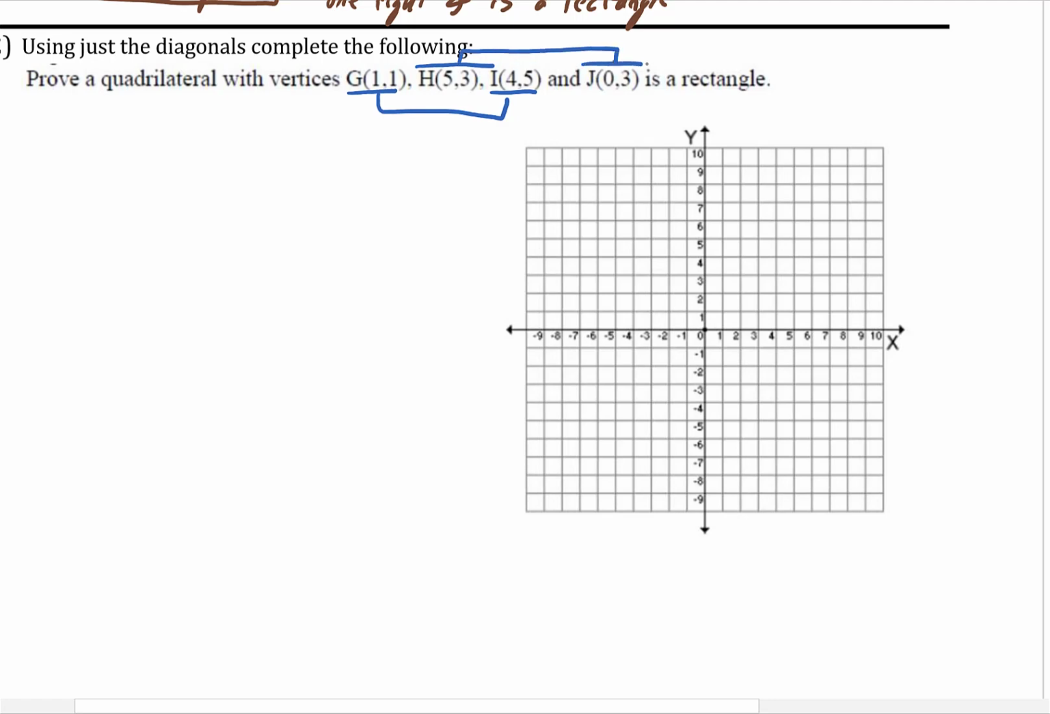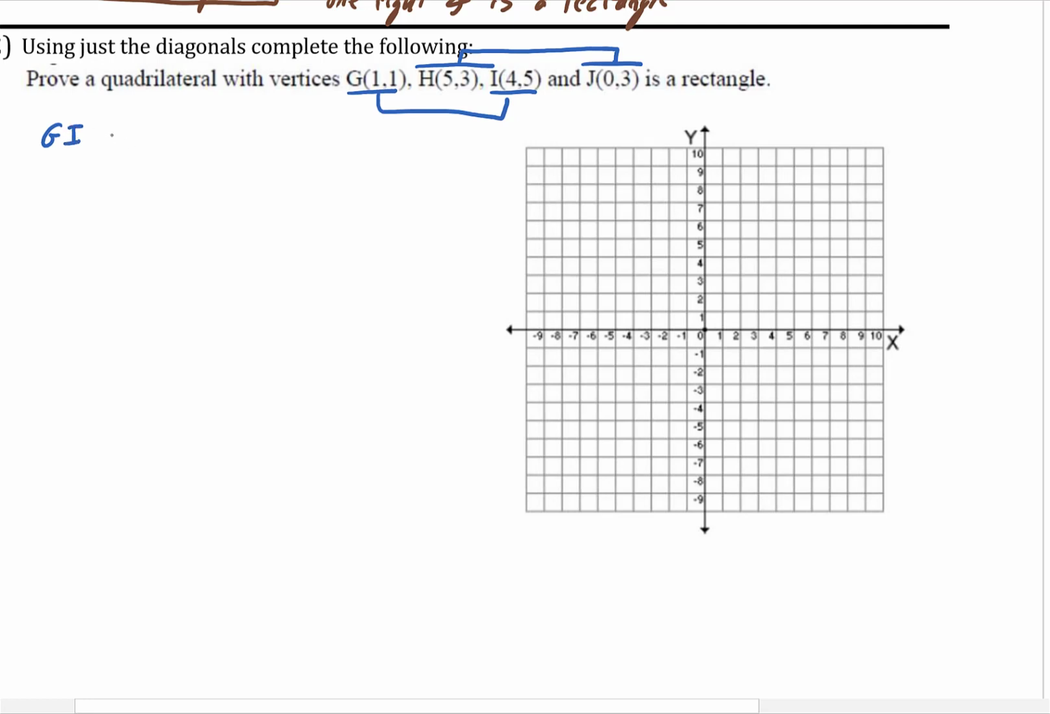Well, if I want to use the diagonals, I know that in a rectangle, the diagonals are congruent. But to say that, I have to also say that the quadrilateral is a parallelogram. Well, the easiest way to prove that a quadrilateral is a parallelogram is to use the midpoint formula. Let's find a midpoint of GI.